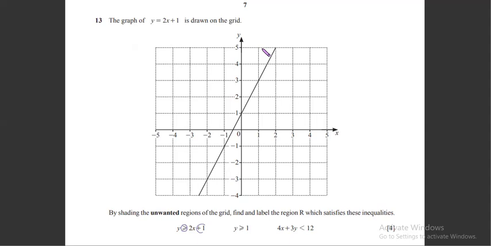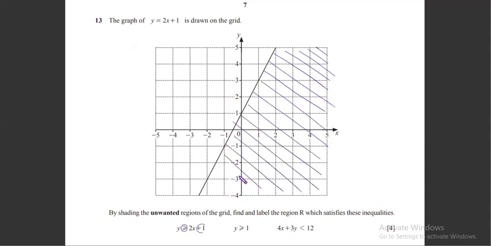But then we are asked to shade in the unwanted region. Due to that reason, we need to shade in the region that is to the right side of this line. So this is the region we need to shade in. So I'm going to shade this region like this.